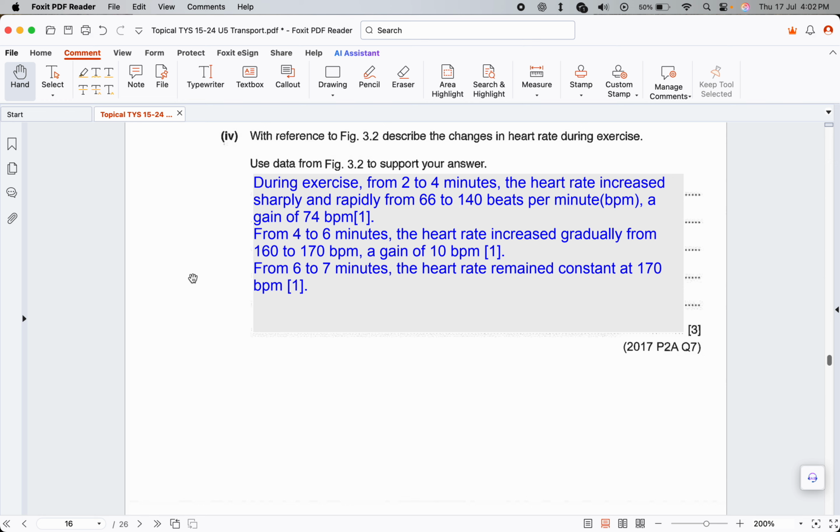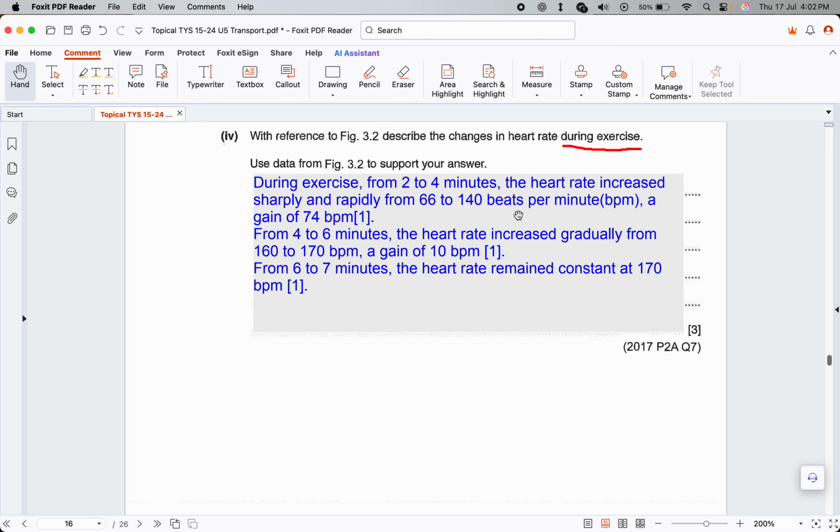Okay, next, describe the changes in heart rate during exercise. The keyword is just during exercise. A lot of us wrote before exercise, after exercise, which is not needed at all. So during exercise, from 2 to 4 minutes, the heart rate increased sharply and rapidly from 66 to 140 beats per minute (BPM). Once I bracket it, I can use it as an acronym already. Which is a gain of 74 BPM.